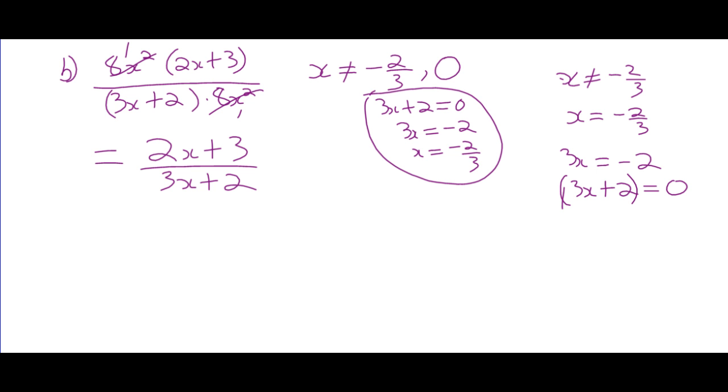The common factor was 8x squared, that cancels off, right? It's already done its job. Its job was to give us the restriction, which is x can't be 0. Once that's done, we say, hey, the same term top and bottom, common factor, cross them off.